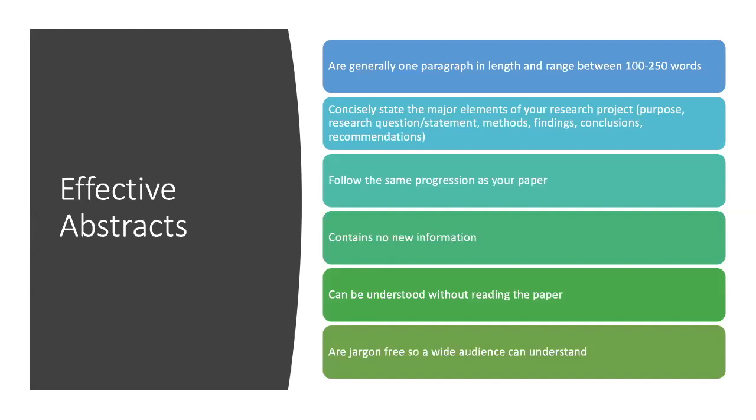Effective abstracts also concisely state the major elements of your research project, and they follow the same progression as your paper. So they begin with the purpose, research question and statement, then the methods, the findings come next, and finally at the end you'll find the conclusions and recommendations. An effective abstract contains no new information, and you should be able to understand the abstract and the content there without having to read the paper. Finally, effective abstracts are jargon-free, and they're going to be accessible and understandable to a wide audience.